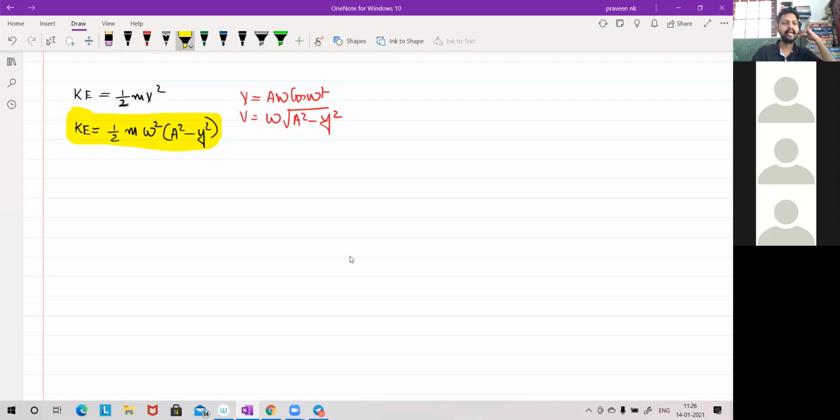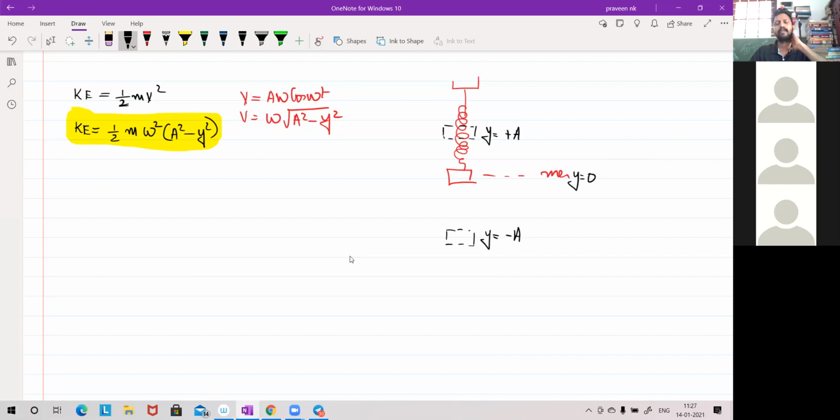Then next we have to discuss the special case for this kinetic energy. As we know, a substance executing simple harmonic motion, like the oscillation of a spring, will have its mean position and the two extreme positions. Mean position is y is equal to 0 position. The two extreme positions will be y is equal to plus A and y is equal to minus A.